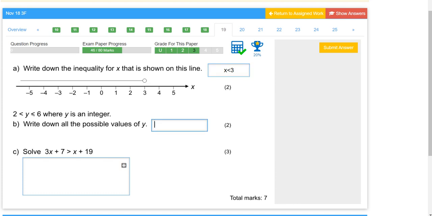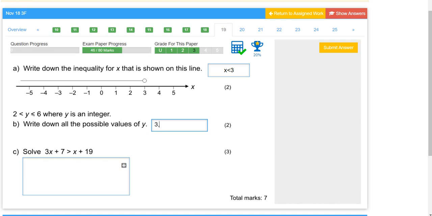What about this one here? Well, we're testing, we've got 2 is less than y, less than or equal to 6. So what are my options as an integer? Testing whether I know the word integer means whole number. So 2 is not greater than 2 because 2 is equal to 2. So 2 isn't one of my answers.